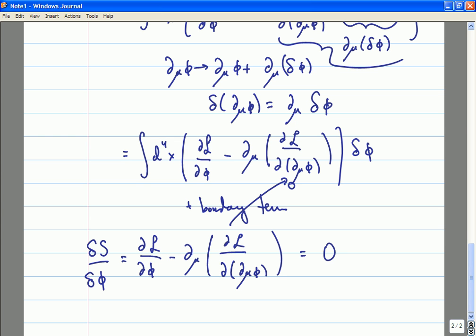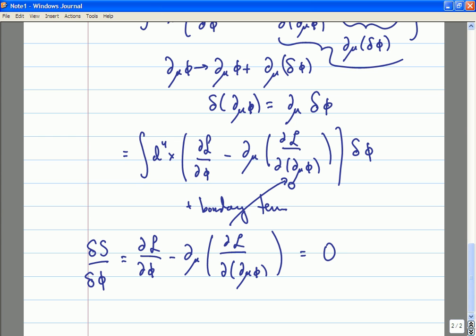So in order to write down the action of a scalar field theory, for example, we then need to decide what kind of Lagrangians will be acceptable. Before I go on and do this, let me pause and see if there are any questions.